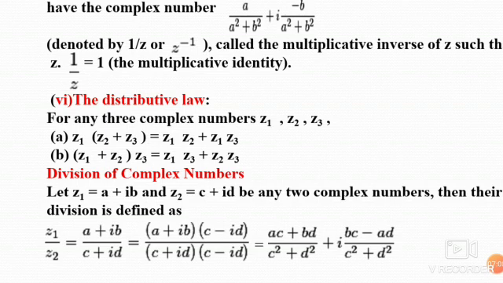What is c plus id into c minus id? It is c square plus d square. So you will get the answer as ac plus bd by c square plus d square, plus i into bc minus ad by c square plus d square.